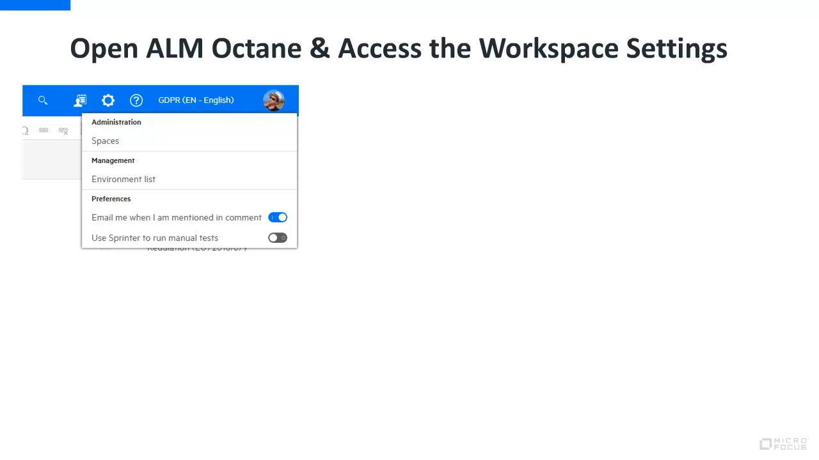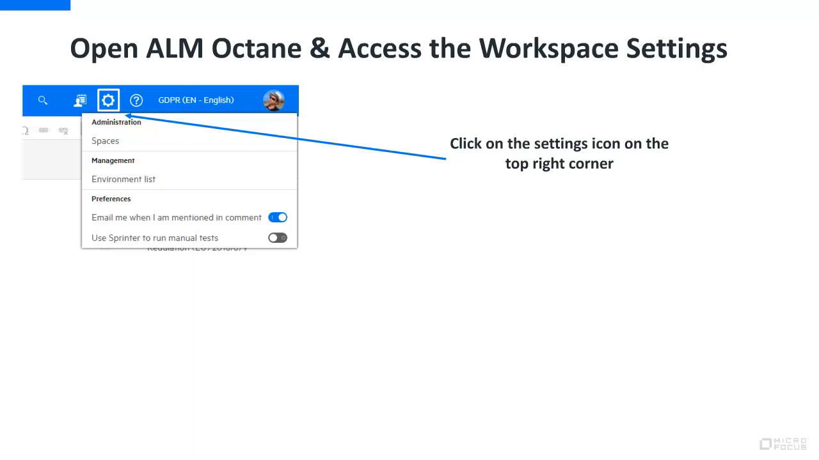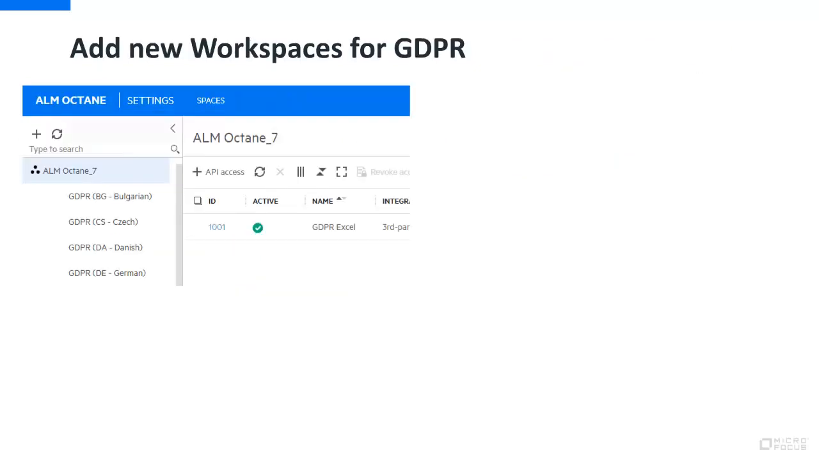Once we have access to the ALM Octane system, we prepare it for the import. On the top right corner, you find the settings icon. We now click on it and select Spaces. But if you don't see the menu entry Spaces in the settings menu, you're missing the Workspace admin or Shared Space admin role. In that case, please contact the administrator of your ALM Octane tenant or Micro Focus Software as a Service support.